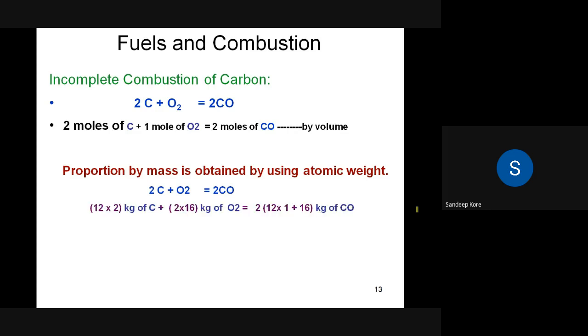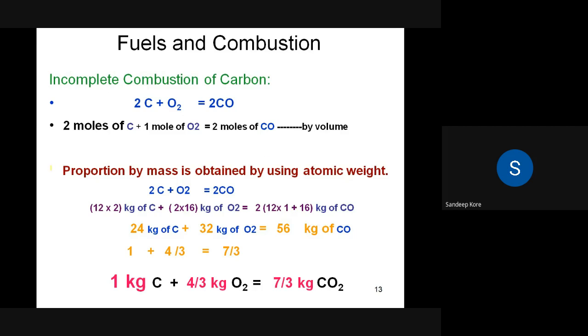Okay. So the atomic weight of carbon is 12, 12 into 2 is 24. Let us check. And what about the products of combustion? How many kg of CO is formed? Yes, Prasad, it is correct. 4 by 3 kg of oxygen. Yes, 7 by 3 kg of CO.